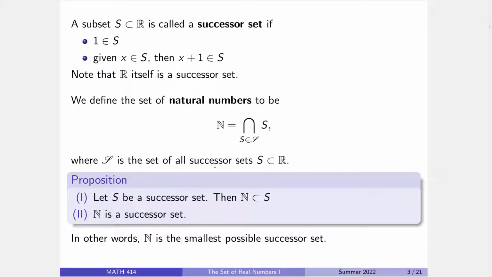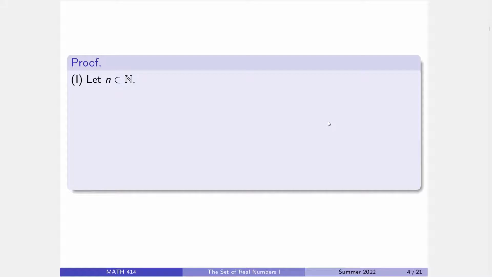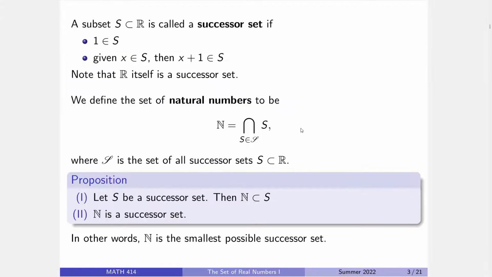Alright, so let's establish that the set of natural numbers indeed has these two properties. If you take a natural number, by construction it has to belong to a successor set, because it's the intersection of all such sets. So if you're in the natural numbers, you're in any successor set. So the natural numbers are a subset of any successor set.